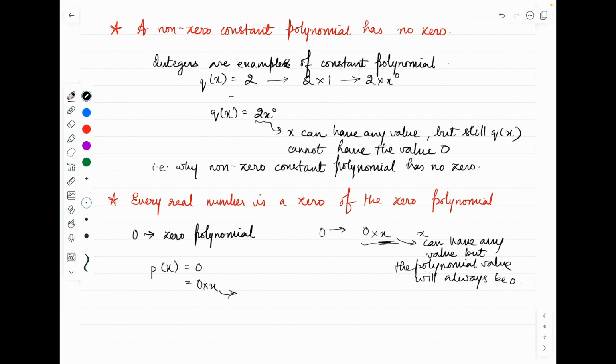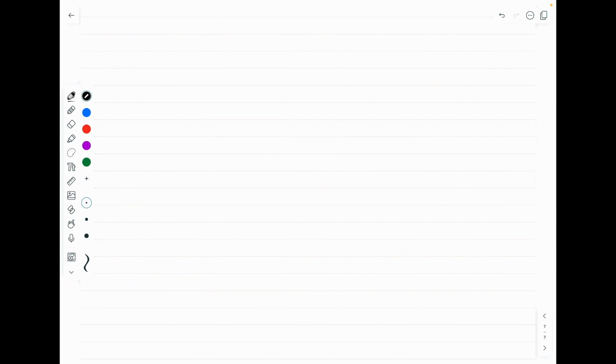x can have any value, but still p of x equals 0. If p of x is 0 for any value of x, that means this is satisfying, no? For every real number p of x equals 0 for the zero polynomial, that means every real number is a zero of the zero polynomial. You are getting it? Then we'll solve an example.